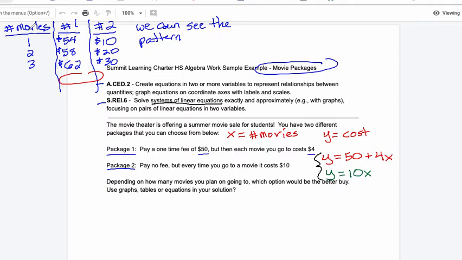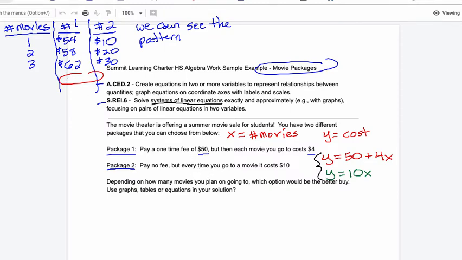So I've got a chart. I'm showing my work using a chart. I'm showing my work using an equation. I've defined my variables. This is all good stuff to have on the work sample. And now what I'm going to do is use my equations, and I can continue on with this chart and see if I can kind of find that place where one is better than the other.